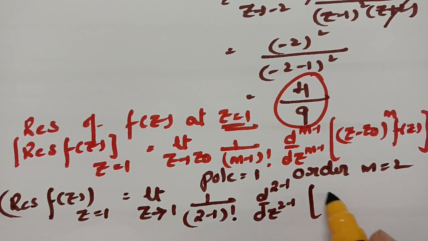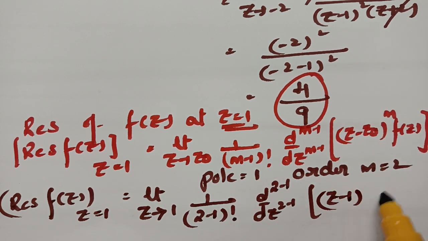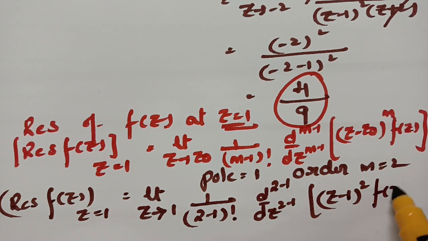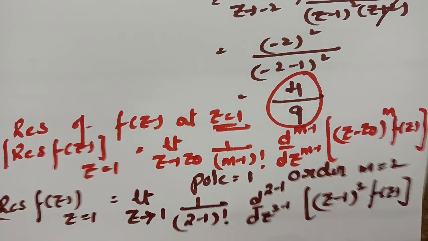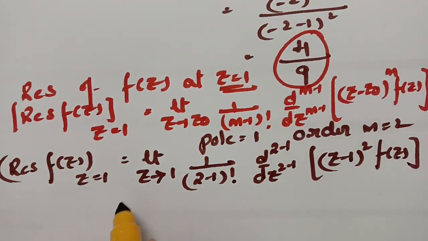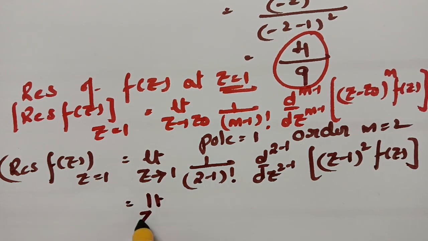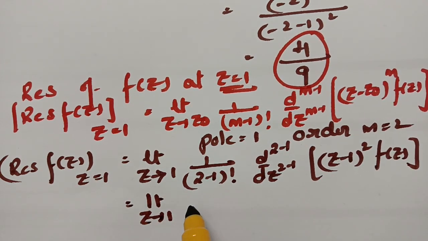So this is 2 minus 1. This is the pole value, 1 squared, into this value is f of z. Clear? And now this value is equal to limit z tends to 1, and this is again 2 minus 1, which is 1 factorial.